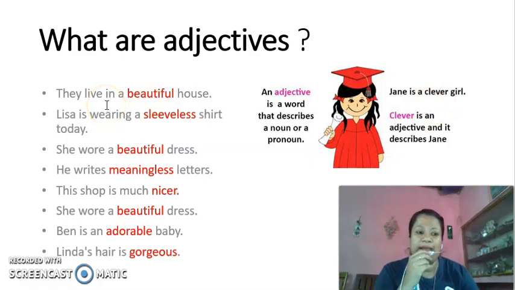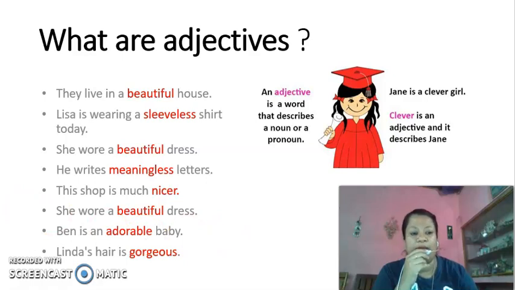Or we can look at the next sentence. They live in a beautiful house. What kind of house do they live in? Beautiful. So, beautiful is your adjective. Lisa is wearing a sleeveless shirt today. What kind of shirt? Sleeveless. What kind of dress? Beautiful. What kind of letters? Meaningless. What kind of shop? Nicer. What kind of baby? Adorable. What kind of hair? Gorgeous. So, an adjective describes a noun or a pronoun.